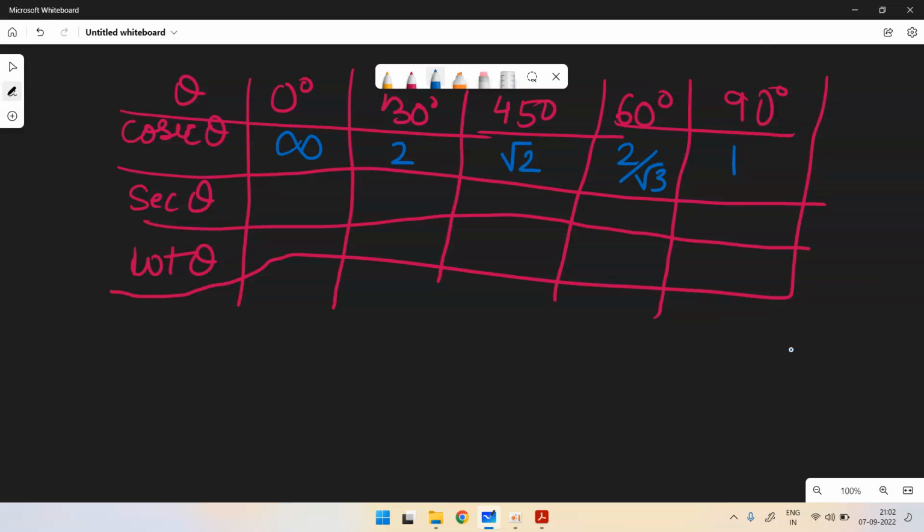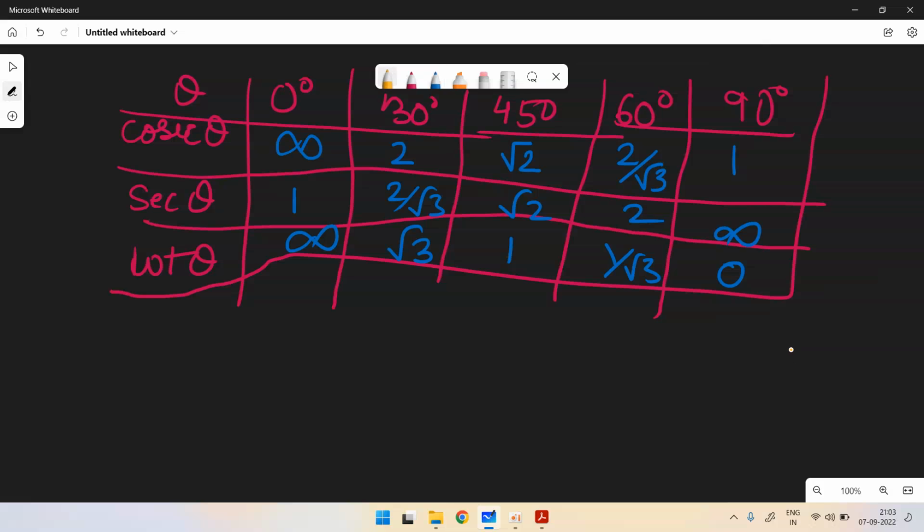Remember the value of cos 0 is 1, so 1 by 1 is 1. Cos 30 is root 3 by 2, so secant will be 2 by root 3. From here you can reverse this order and it will be the same. Root 2, this is 2, this is infinity. Now cot theta is cosecant theta by secant theta. So if you divide, infinity by 1 is infinity. This will be nothing but root 3. This divided by 1 will be 1 by root 3, and this will be 1 by infinity, which is 0. Now if you remember, tan theta was 0, 1 by root 3, 1, root 3 and infinity. So this is exactly that.